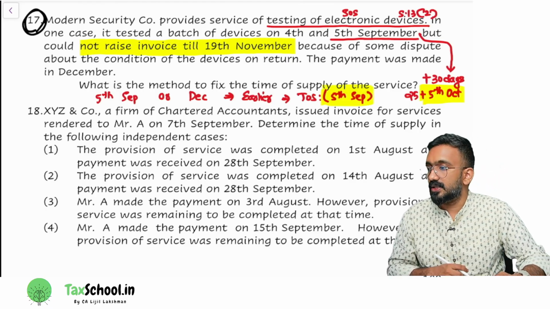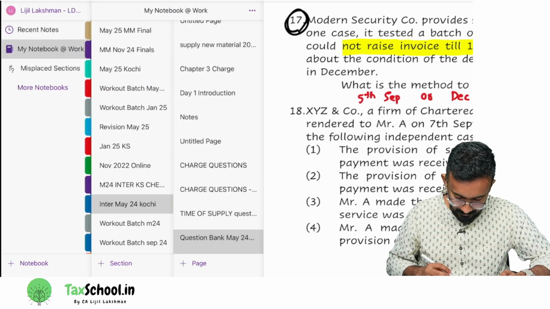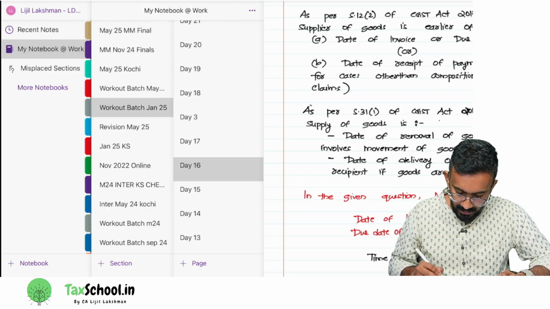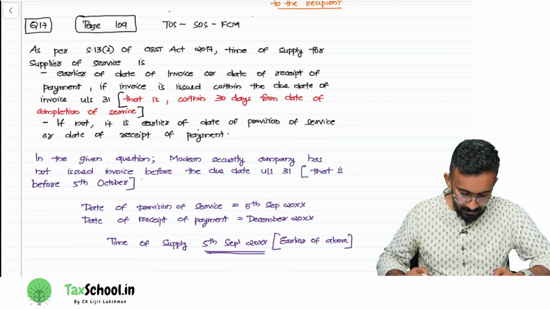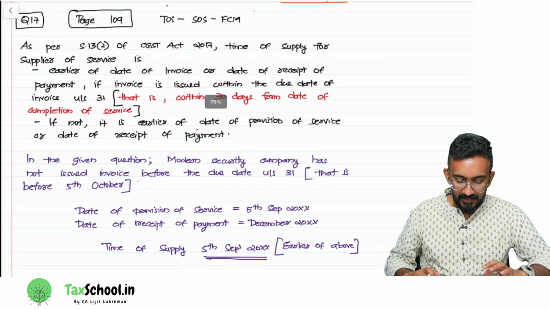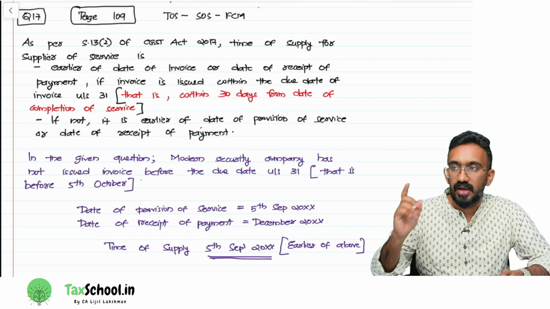Are you guys understanding the answer here? This is how we'll fix the time of supply. Now, how do you write this answer? Same way like that I have given you. Look at the answer that I have written for the same question here. Look at how I have written it.